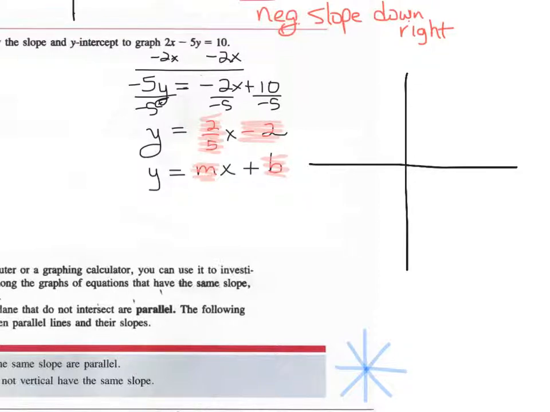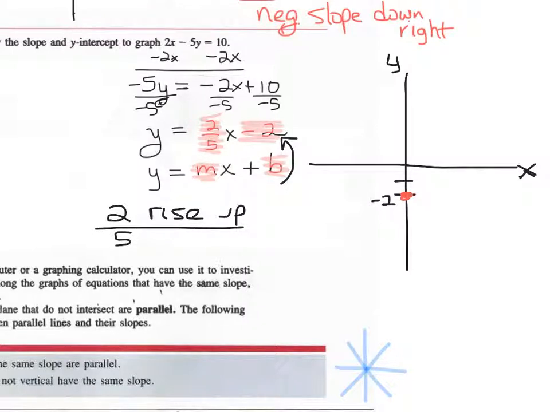And again, my beginning point is the y-intercept. So on my y-axis, I'm going to start at the point -2. I'm going to put a dot right here at -2 on the y-axis. From that -2, I am going to rise 2, so I'm going to go up 2. And then to the right, 5 for my run. So rise over run. I'm going to go up because it's positive, and then to the right.